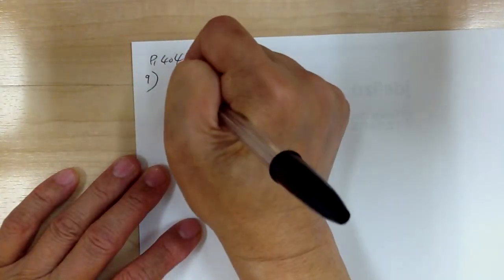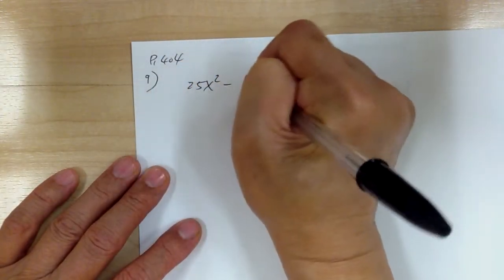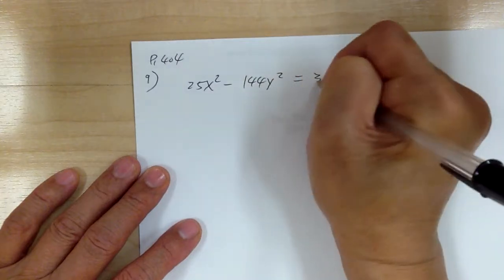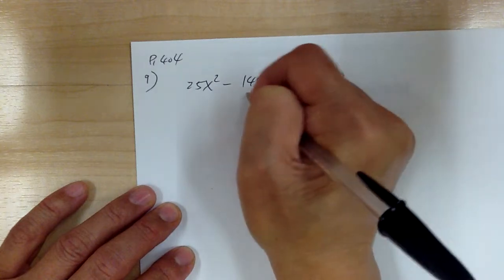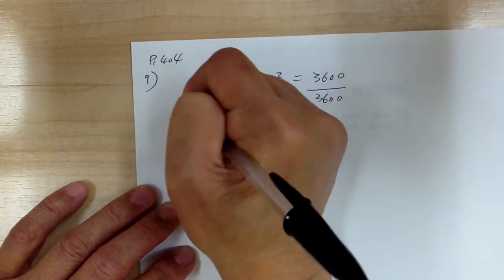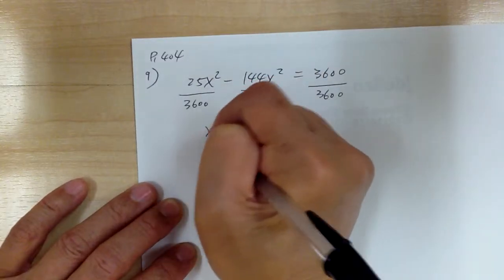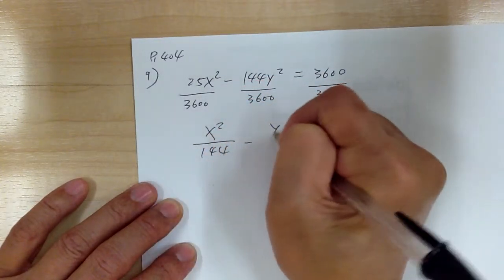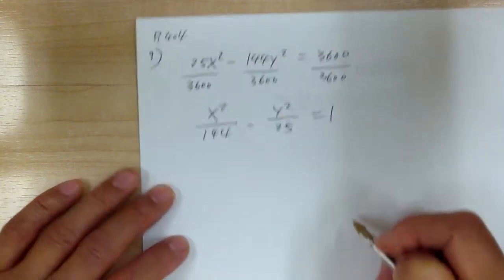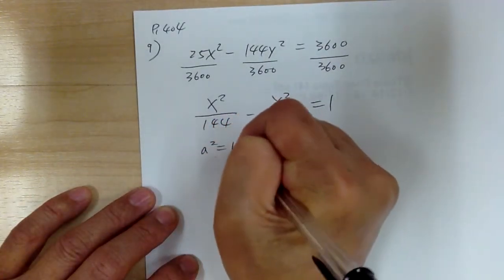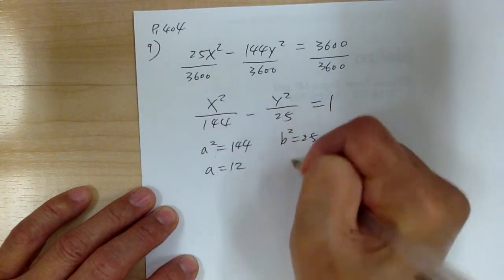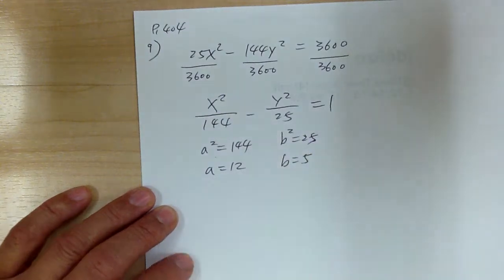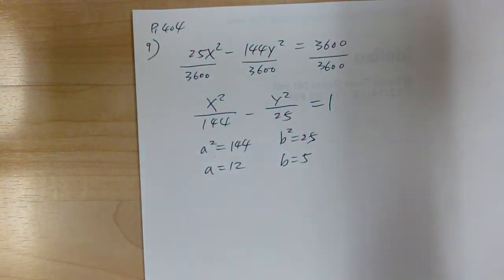Number 9, you have 25x squared minus 144y squared equal to 3600. So put in the standard form, so divide by 3600. Okay, so you're going to get x squared over 144 minus y squared over 25 equal to 1. So from here you got a squared equal to 144, so a equal to 12. b squared equal to 25, so b equal to 5. Okay, so let's go and do the graphing. So this is number 9.